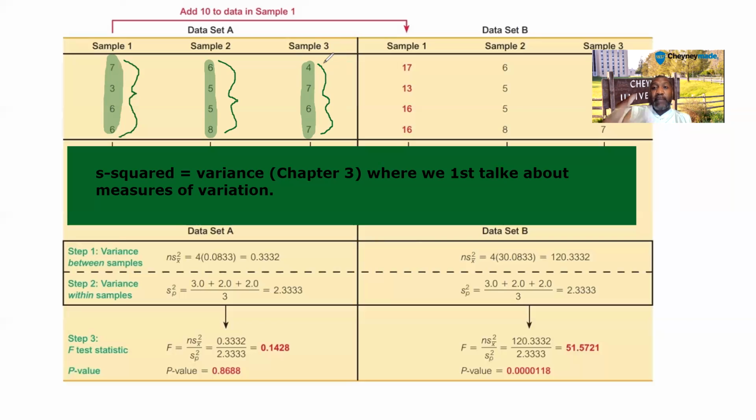So that's conceptually what S squared is and the variance. We are looking, and that's why they talk about the variance within samples. We are essentially looking within that sample and asking the question of how those scores differ.